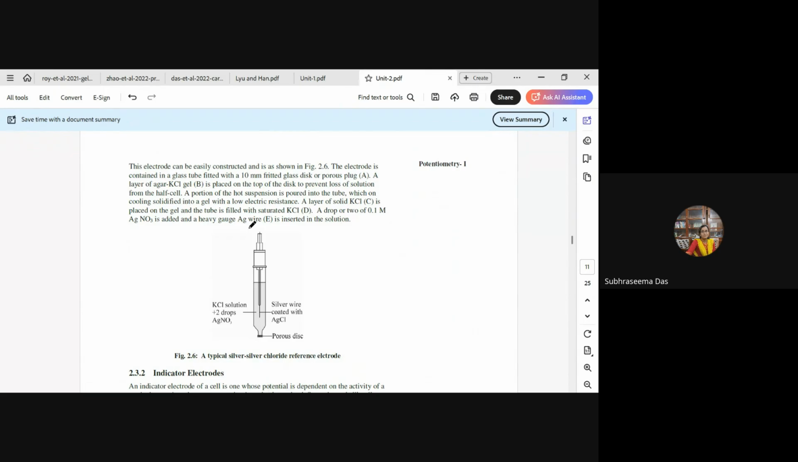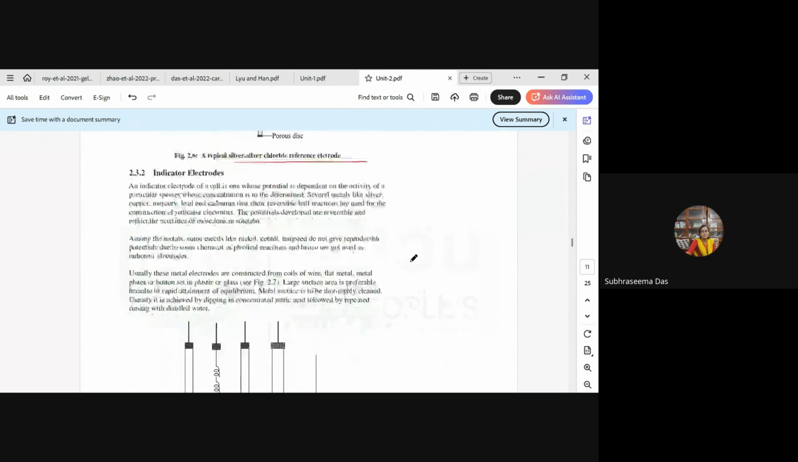This electrode can be constructed easily, and in figure 2.6 a silver chloride reference electrode is shown. The electrode is contained in a glass tube fitted with a fritted glass or porous plug. A layer of agar gel and KCl is placed on top of the disc to prevent the loss of solution. A portion of the hot suspension is poured into the tube, which on cooling solidifies to a gel. A layer of solid KCl is placed on the gel and the tube is filled with saturated KCl. A drop of 0.1 M AgNO3 is added and a heavy gauge silver wire is inserted into the solution.